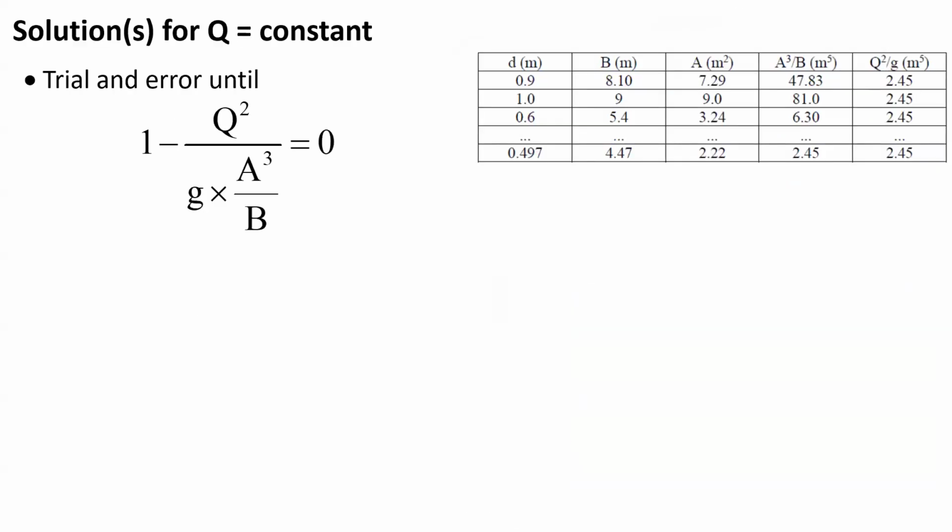How to solve this relationship? It can be solved by trial and error, as illustrated on the table on the top right, where for various water depths, we calculate the free surface width, B, the cross-section area, A, and in turn, we can calculate the term A cubed over B and Q squared over g. When these last two terms are equal, as on the bottom row, we obtain the critical flow conditions.